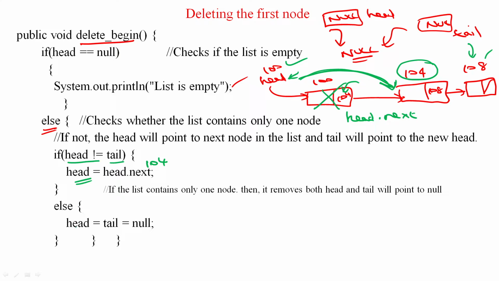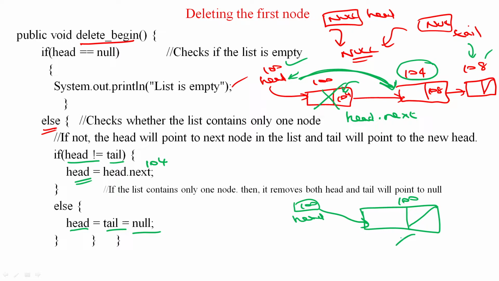Otherwise, head and tail are both null. That means if there is only one node, look here, I am having only one node, whose next is null. This is 100, and head is pointing to the first node. If there is only one node, then this has to be deleted. Once it is deleted, head will become null and the list will be empty. Tail is also 100, so tail will also become null. So that is the statement for this case.